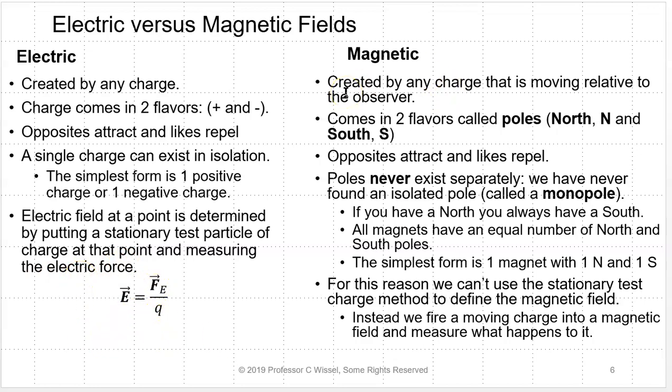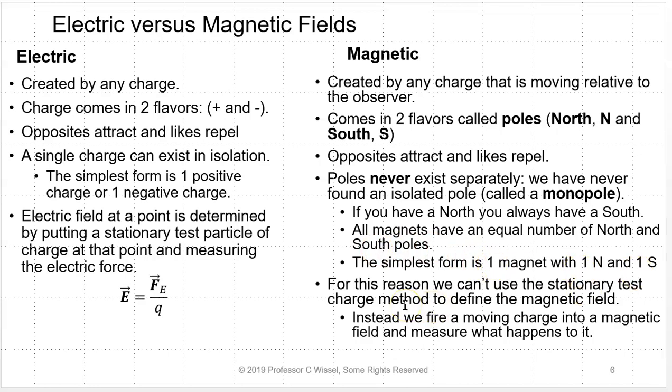A magnetic field is created by any charge that is moving relative to the observer. It comes in two flavors called poles, North Pole and South Pole. Opposites attract and likes repel. Poles never exist independently. We have never found an isolated pole, which would be called a monopole. If you have a North Pole, you always have a South Pole. All magnets have an equal number of north and south poles. The simplest form is one magnet with one north and one south.